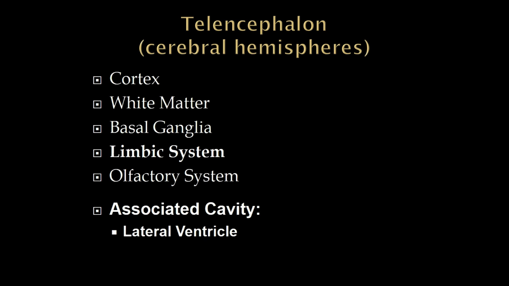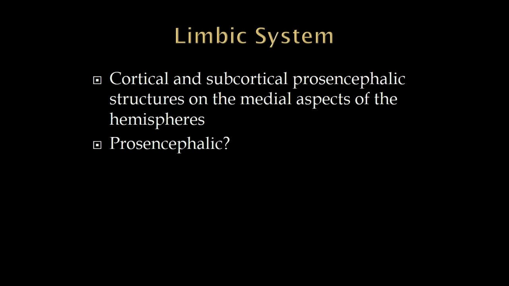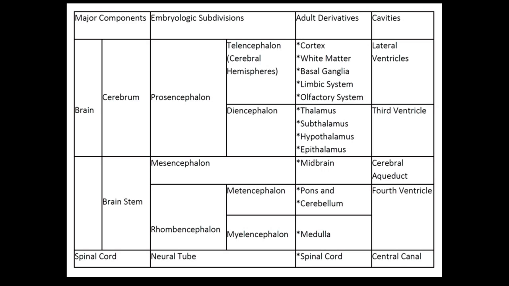Next is the limbic system. The limbic system consists of cortical and subcortical prosencephalic structures that we find mainly in the medial aspect of the hemispheres. Now that's a lot. What does that mean? Well, what's the prosencephalon? Prosencephalon consists of the telencephalon, which we've been through much of, and the diencephalon, which is anything with thalamus. So limbic structures are going to consist of structures in this category.